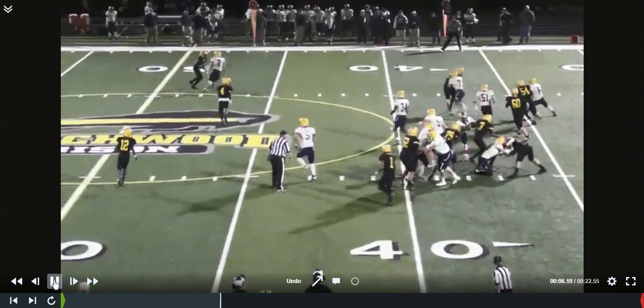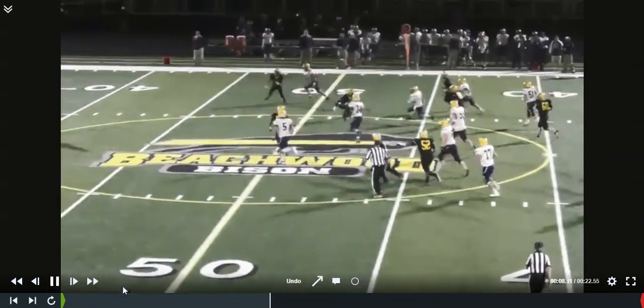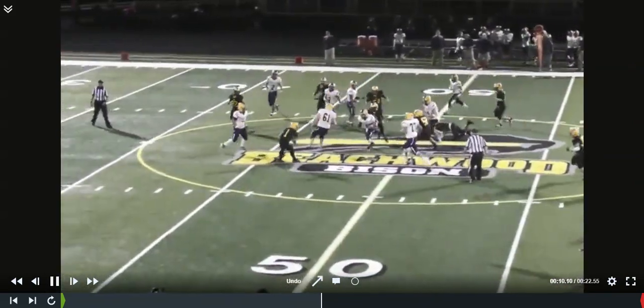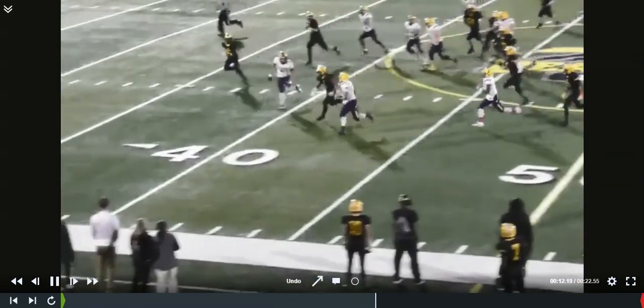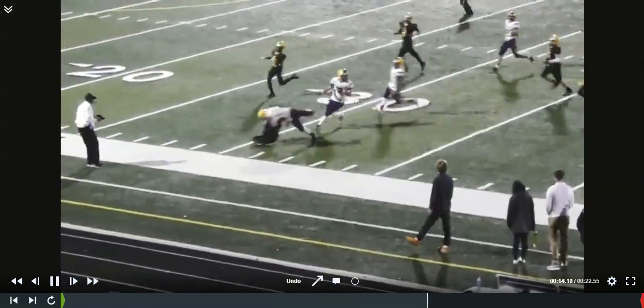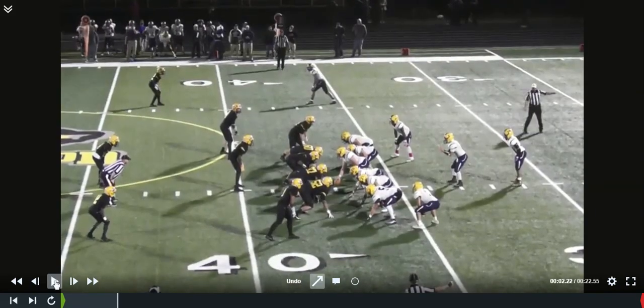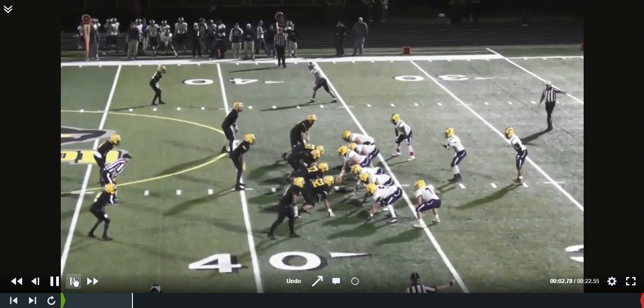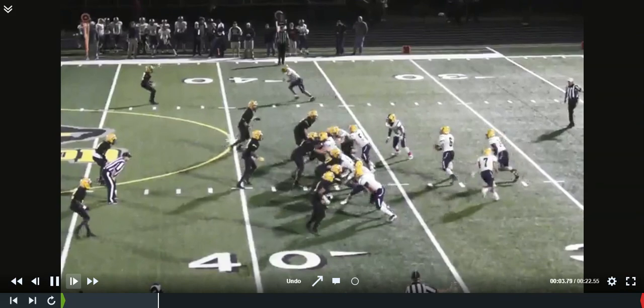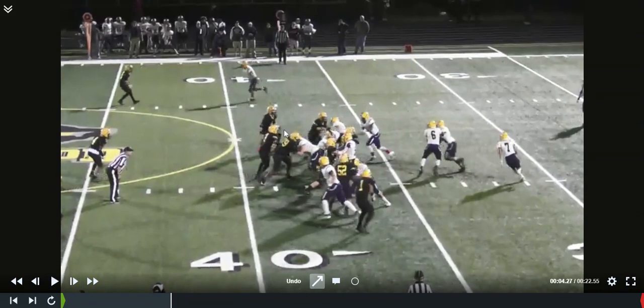So you can see, he sticks his nose in. If you watch here, I'll play it slow. Our quarterback read him as sticking his nose in, and he may have just gotten shielded off. You can see his eyes are on him.